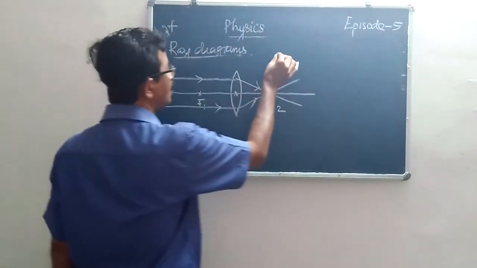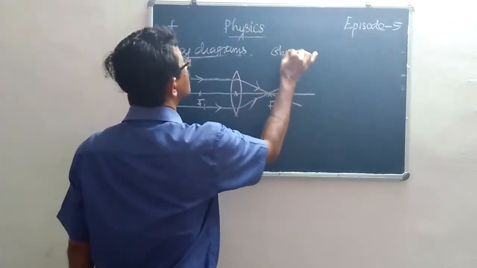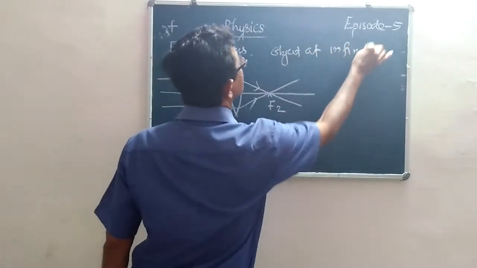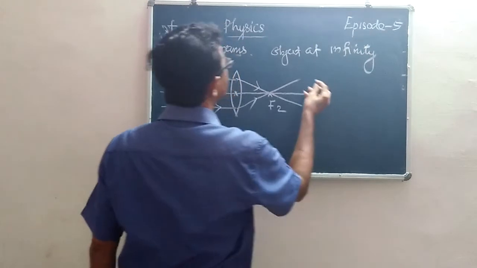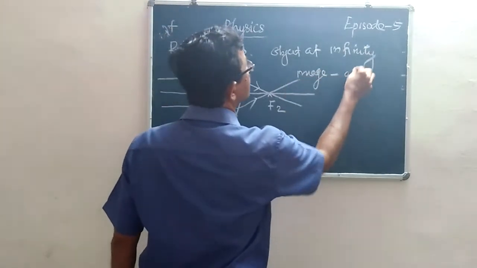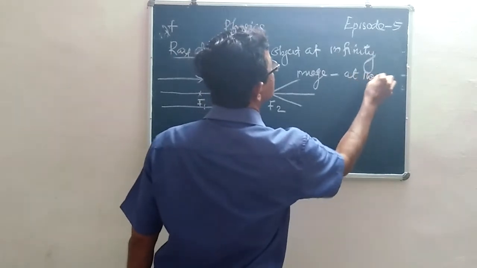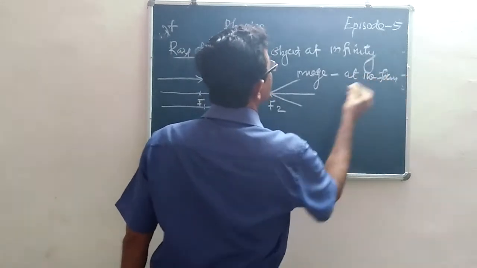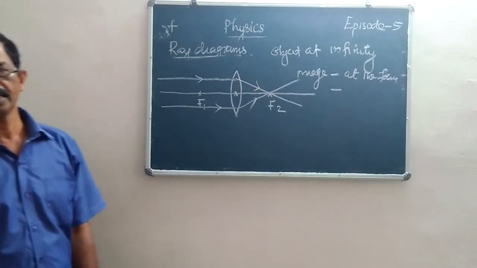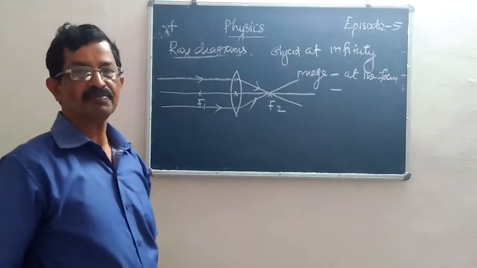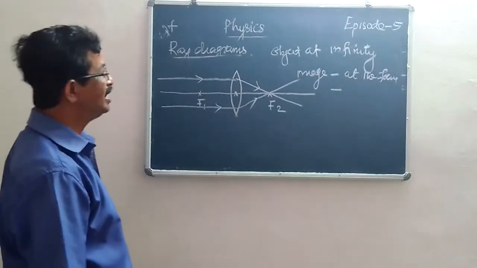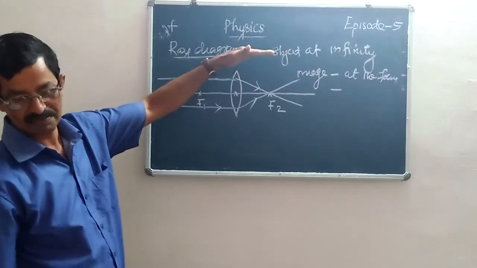Where is the object? Object at infinity. Where is the image? Image at the focus. And its nature, real, inverted, diminished one. Real, inverted, and diminished image we get.